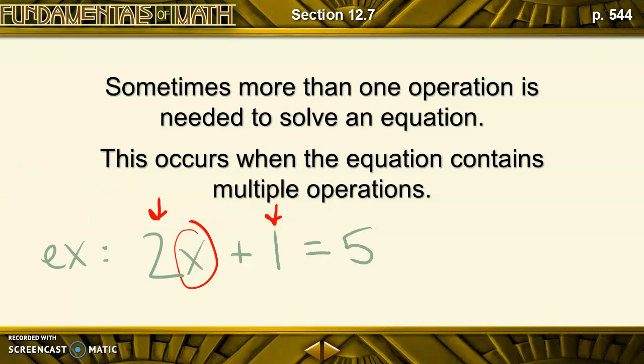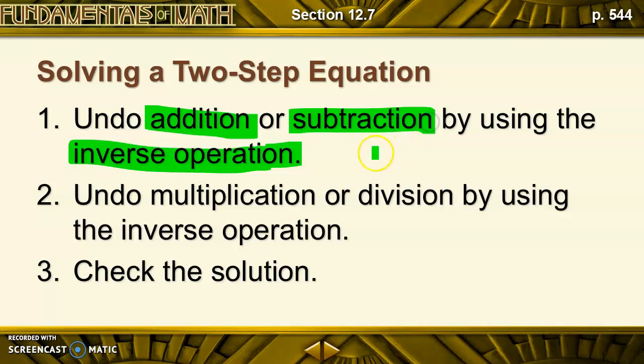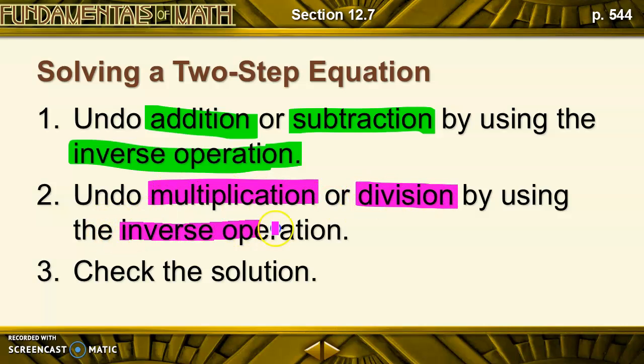So here are the steps for how to solve a two-step equation. First, we are going to try to undo, or get rid of, any addition or subtraction by using inverse operations. Then, after we have that done, we're going to try to get rid of any multiplication or division by using inverse operations.